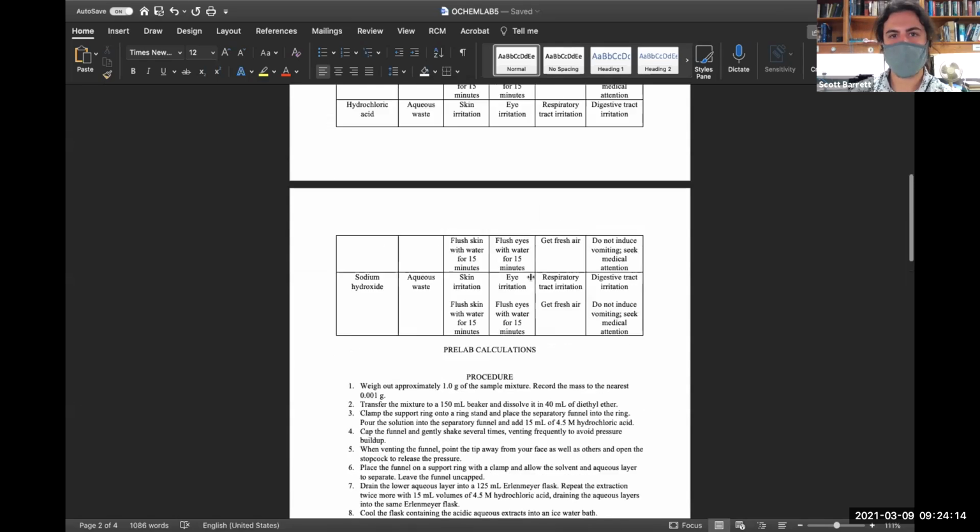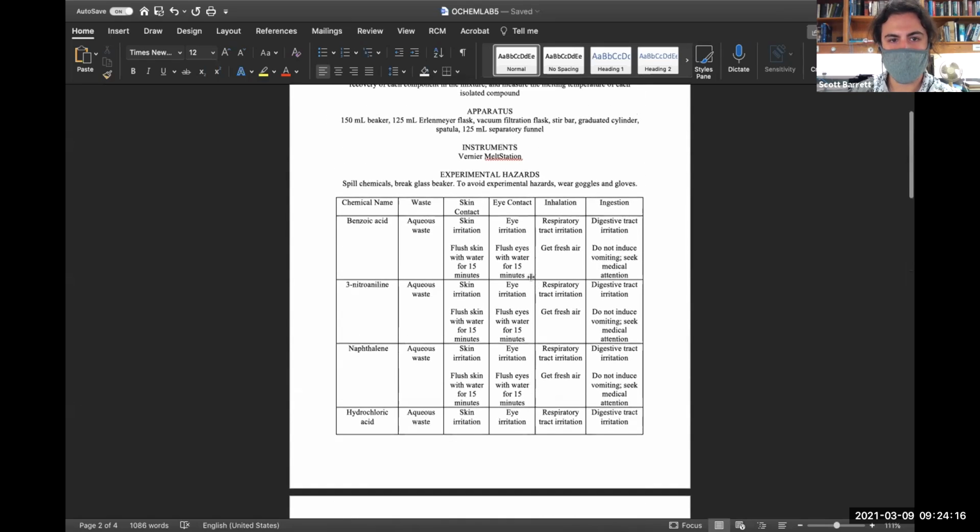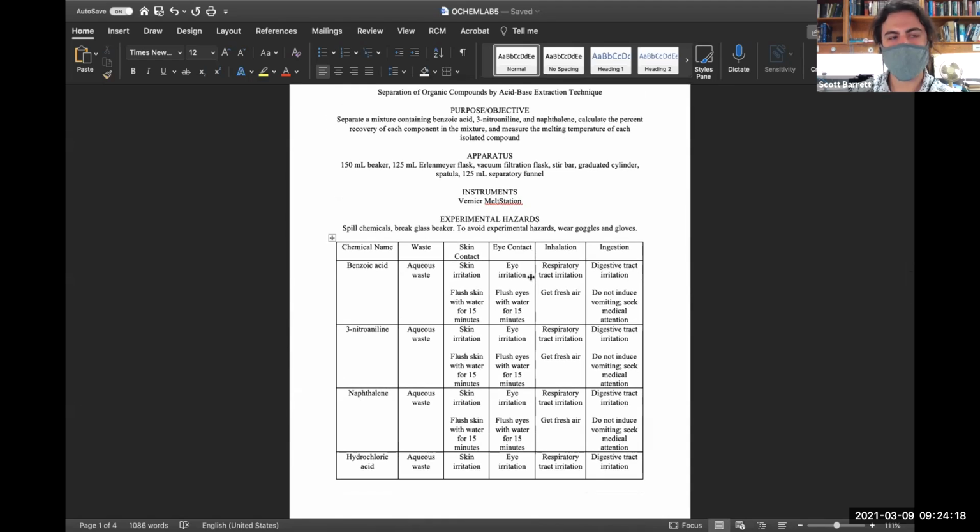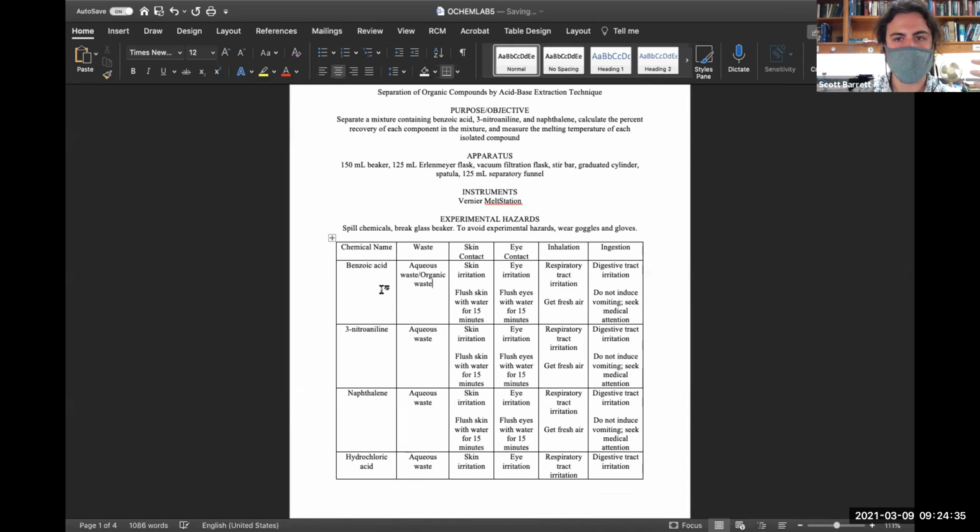Okay, so scroll up right here. I just wanted to touch on something really quick for everyone. So for the chemicals here, technically benzoic acid and 3-nitroaniline would be considered aqueous waste when dissolved within the acid-base extraction that we're going to be performing. But I would also add in organic waste, just because it's an ambiguous situation. If you had that as a solid or in its pure form, it would be considered organic waste. But within the lesson that we're going to learn today, I'm going to explain that further.